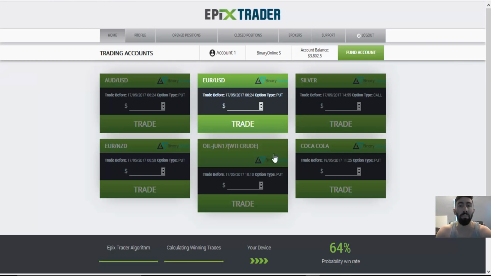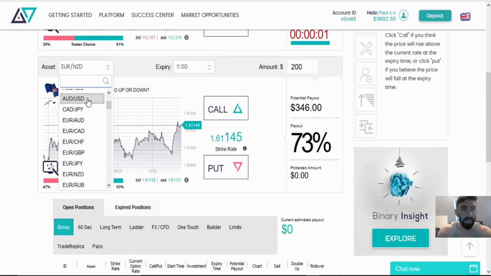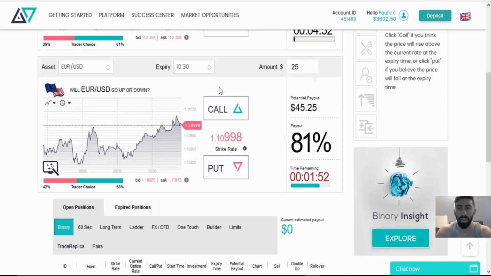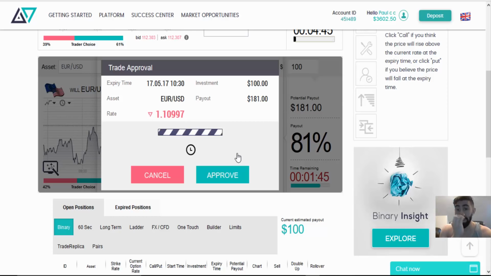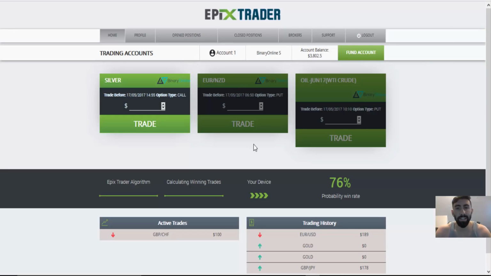So again, we go back to our broker here and look for the Euro USD. And we're going to do a $100 trade for a put. All right, so we don't have any more trades to take. Again, for this strategy, we don't want to use commodities such as silver or oil or any other indices. So we have those two trades.